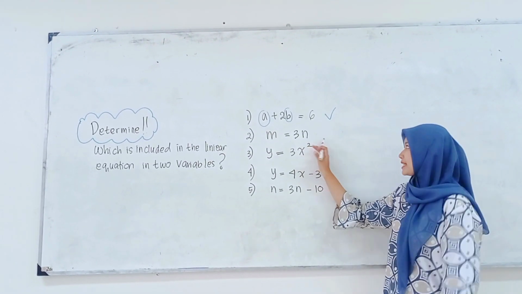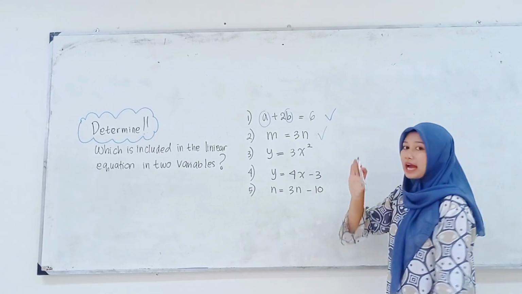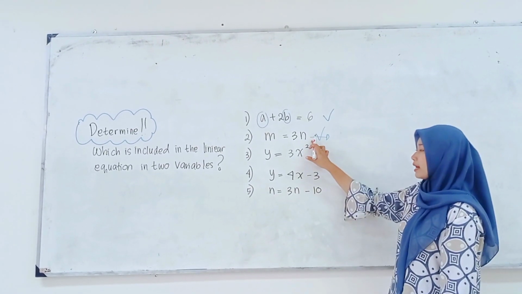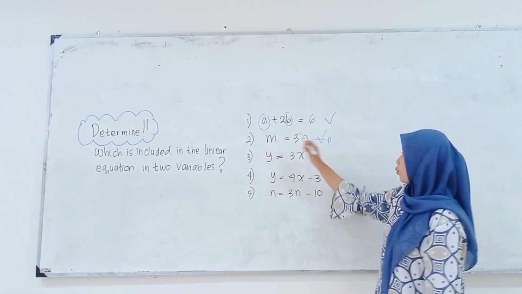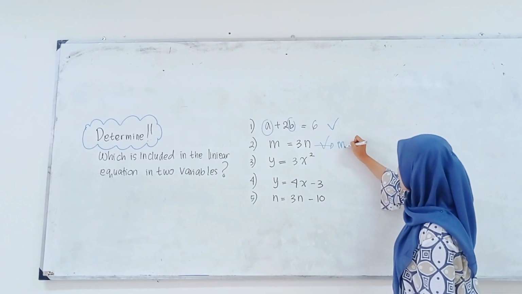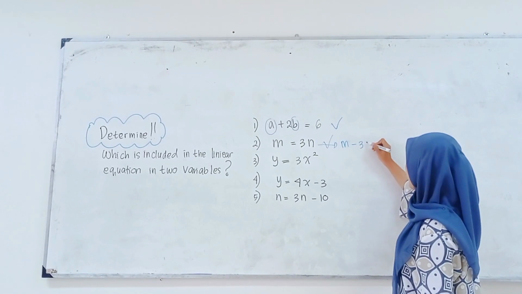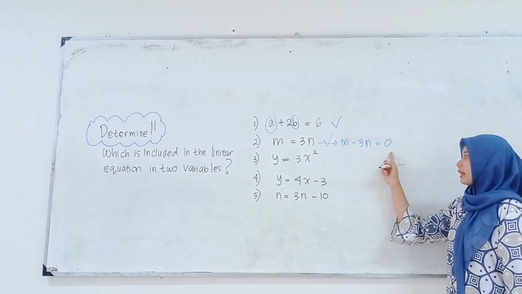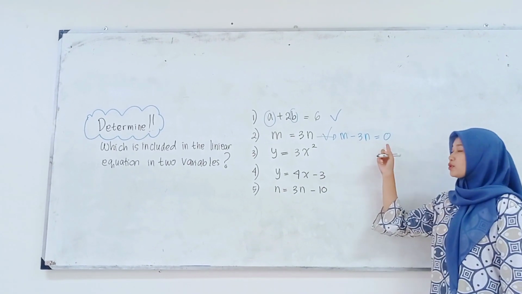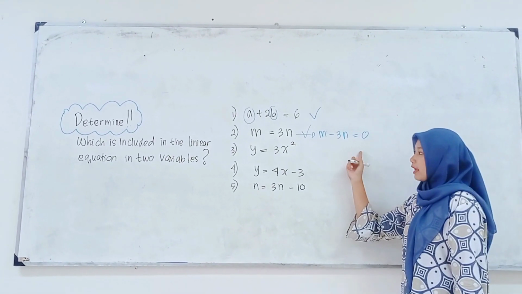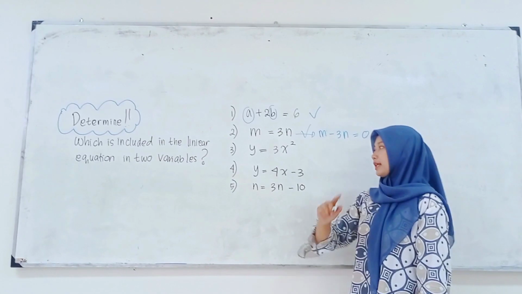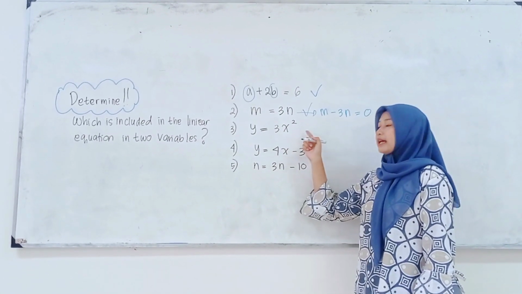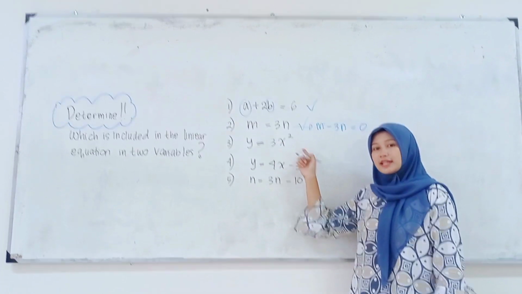Good job. This is included because if we move 3n to the left, we get m minus 3n equals 0. This is like a linear equation in two variables. Okay, the third question is y equals 3x squared. Is this included or not, guys?